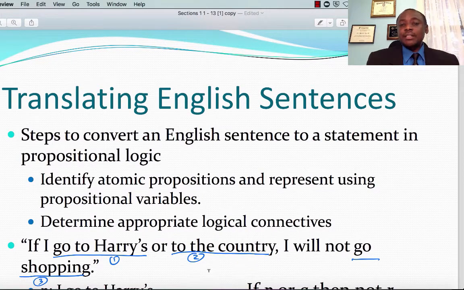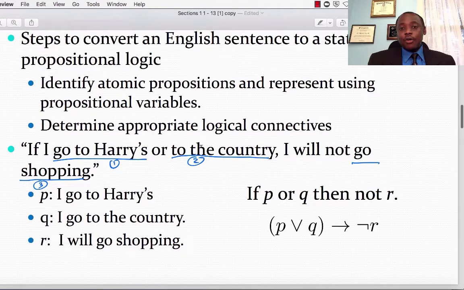Steps to convert an English sentence to a statement in propositional logic would be: number one, identify atomic propositions and represent these using propositional variables. What are the individual propositions? Identify all of these. And secondly, you want to determine appropriate logical connectives so you can build the compound proposition. For example, if I go to Harris or to the country, I will not go shopping. What are the atomic propositions here? Go to Harris, go to the country, and go shopping.